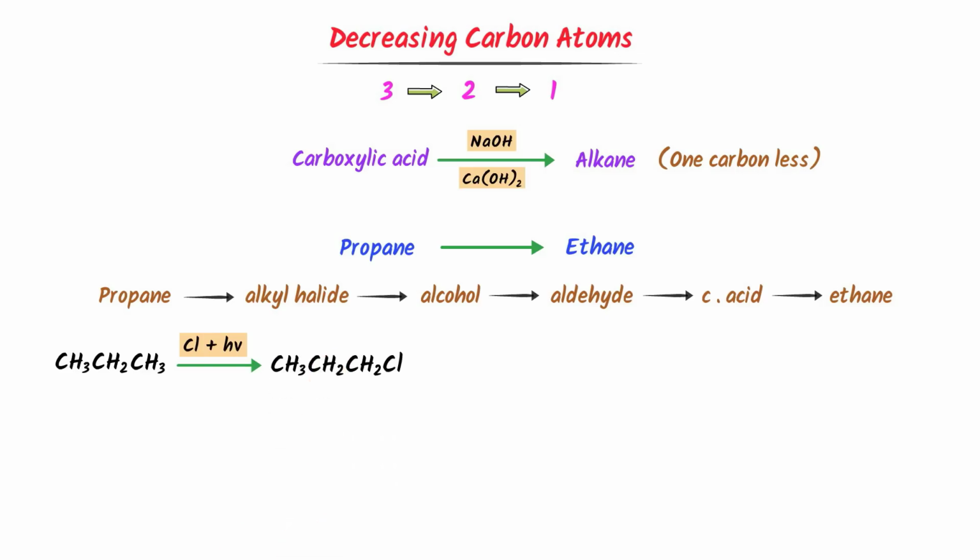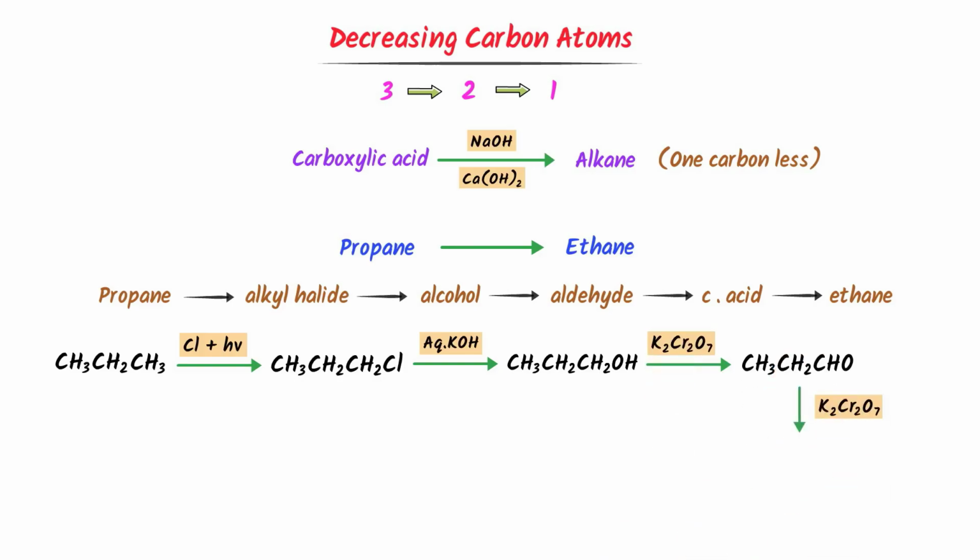I get propyl chloride. Secondly, we have to convert alkyl halide to alcohol. Can you recall the conversion of alkyl halide to alcohol? Well, we add aqueous potassium hydroxide to it. We get propanol. We already know that we oxidize alcohol to convert it to aldehyde, then to carboxylic acid. I add oxidizing agent to alcohol. I get propanal.